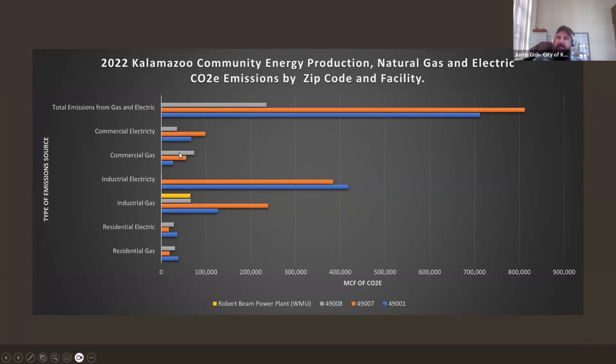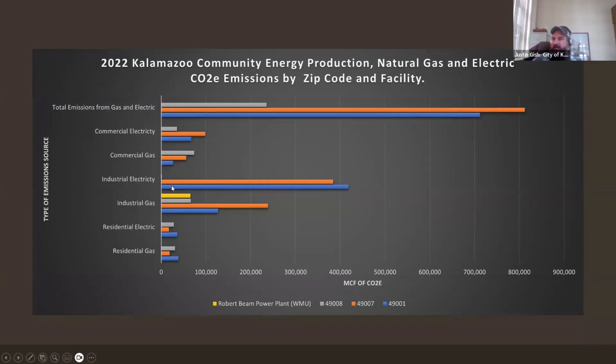They don't give me any type of connected data, so I don't know what these are. I just know that it was used in those zip codes. But it's also Stadium Drive. Industrial electricity is higher in 49001 than it is in 49007, which was interesting to me because Graphic Packaging is in 49007. So what's going on in 49001?